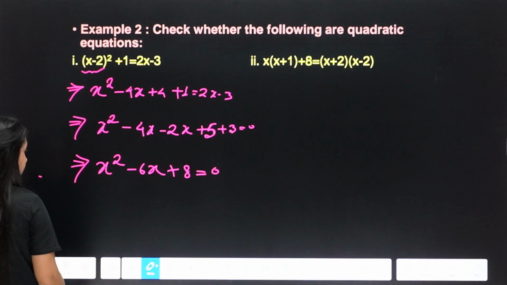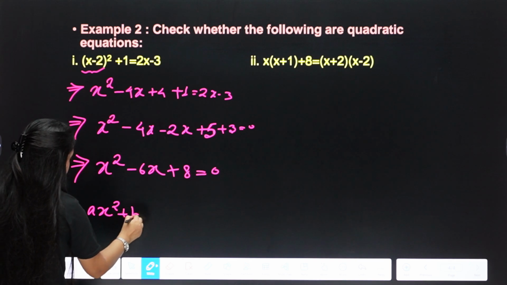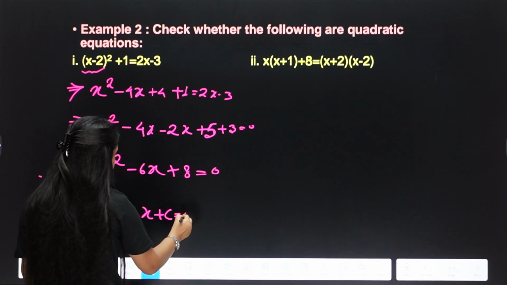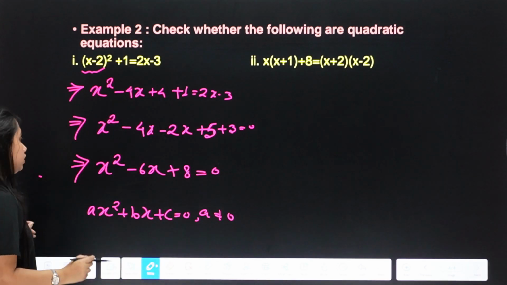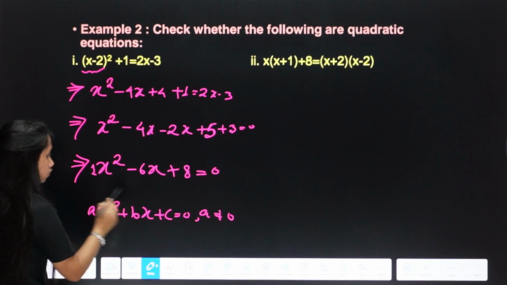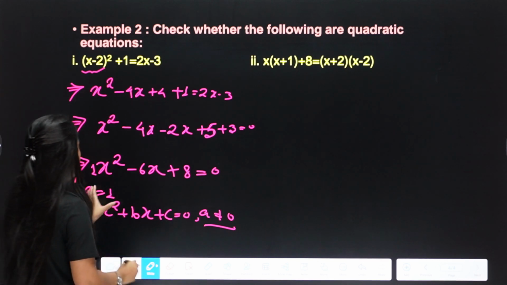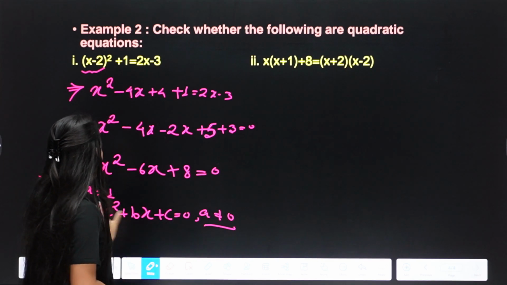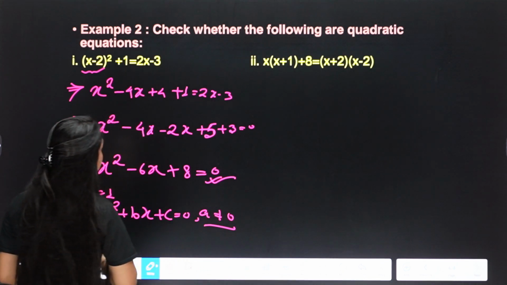So in the first slide we discussed that ax square plus bx plus c is equal to 0, where a is not equal to 0, is the standard form of a quadratic equation. Here we can see that a is 1. So a is not equal to 0 since a is 1, and it is of the standard form of a quadratic equation. So this is a quadratic equation.